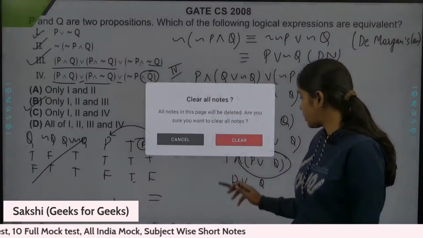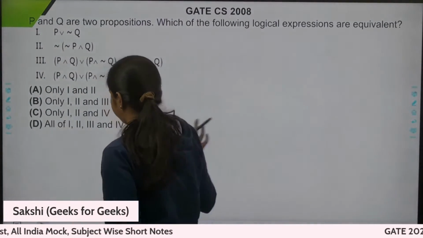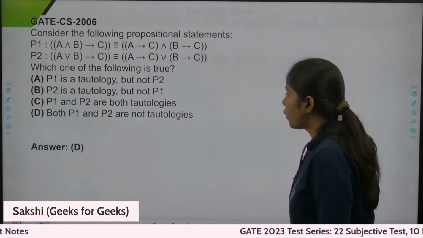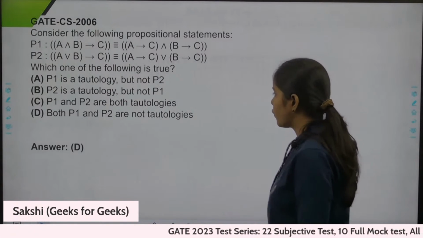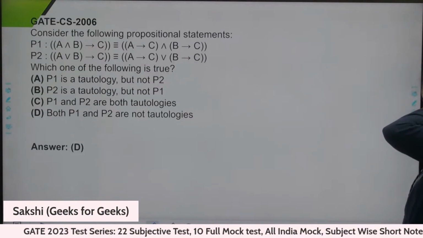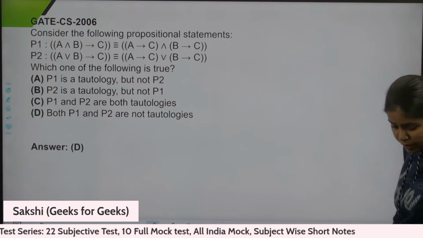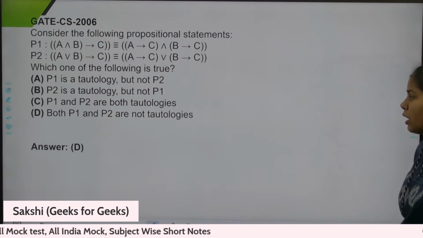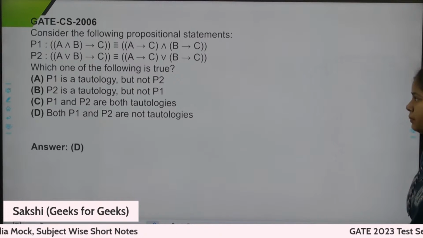Okay, so let's see the next question. Consider the following propositional statement. Which one of the following is true? P1 is a tautology but not P2. P2 is a tautology but not P1. P1 and P2 both are tautologies. Both P1 and P2 are not tautologies.